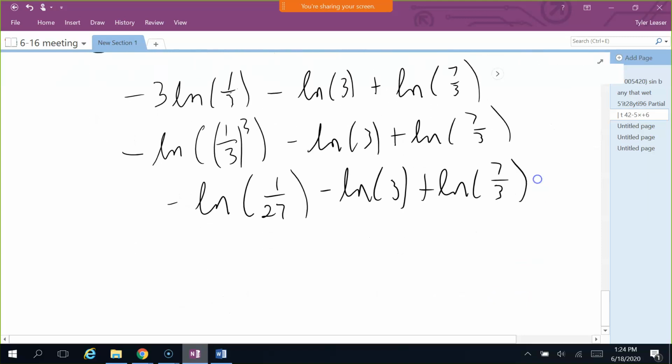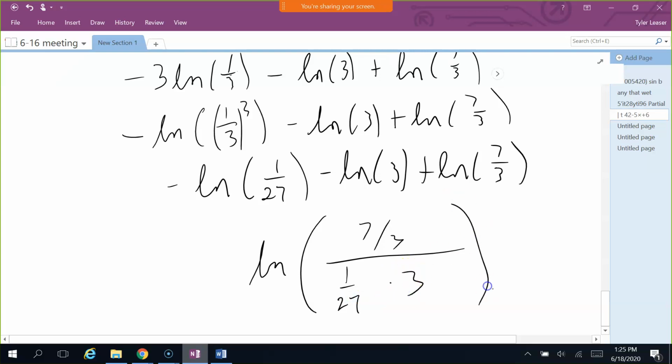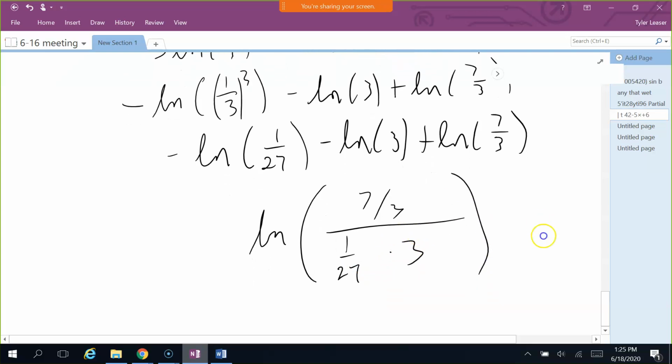Okay, so now we can do the trick that if it's a minus sign, it goes in the denominator, plus sign, it goes in the numerator. So this will all combine together to be 1 natural log, where we have 7/3 up top, 1/27 times 3 in the bottom.